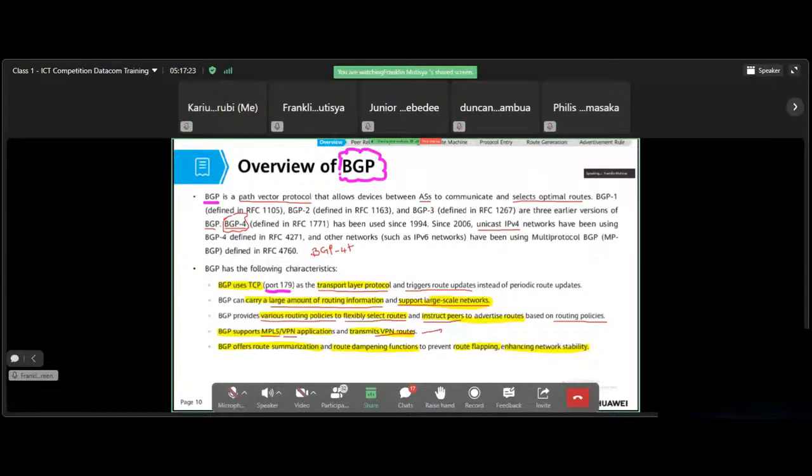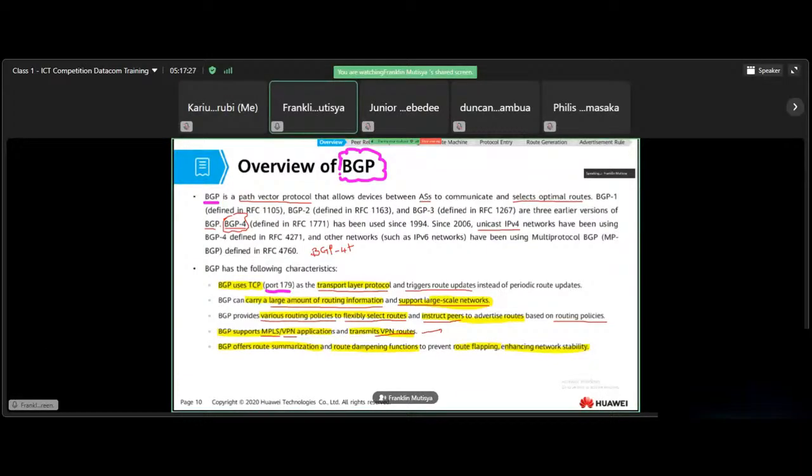Another thing about BGP is that it supports route summarization. It also performs other operations on the traffic, like route dampening, which helps to prevent route flapping. Network flapping means that the network is changing more frequently than expected.